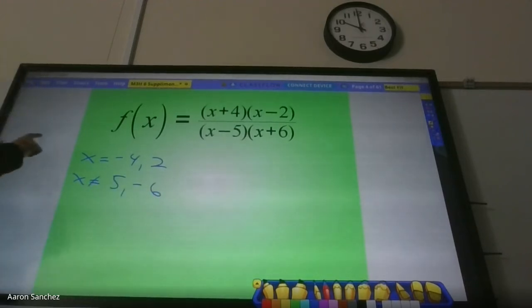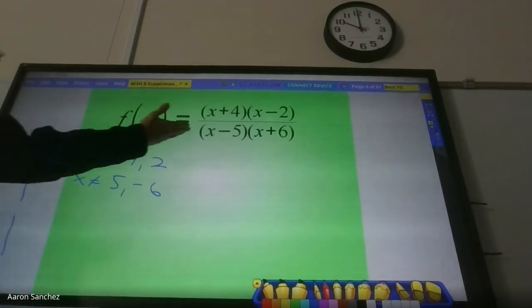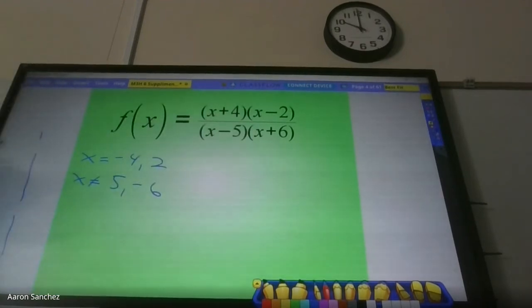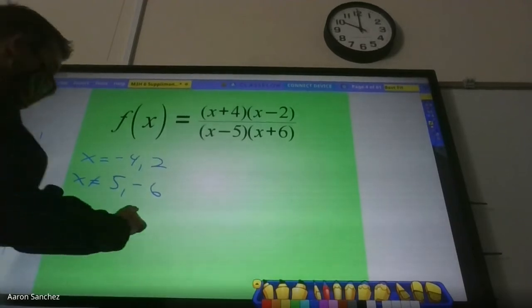Asymptotes, right? It can't hit that. Why can it not equal 5 and negative 6? Yeah, they'll make the denominator 0. 5 will make that 0, negative 6 will make that 0. So x cannot be 5 or negative 6. Got it? So then we test our limits.